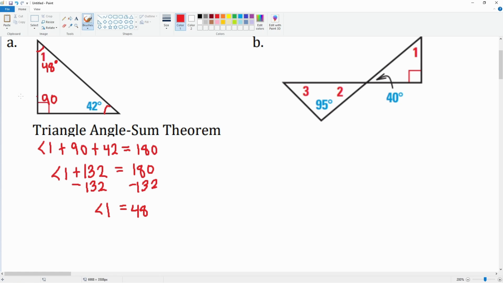Make sure it matches up and it makes sense. This angle has to be less than 90, okay? Because the total sum of the angles within any triangle has to equal 180 degrees.